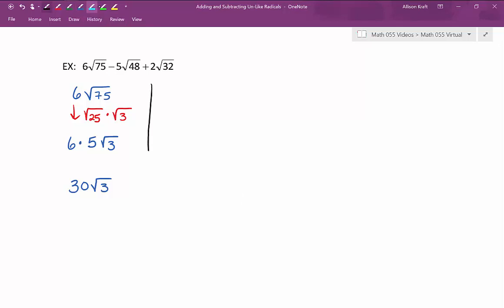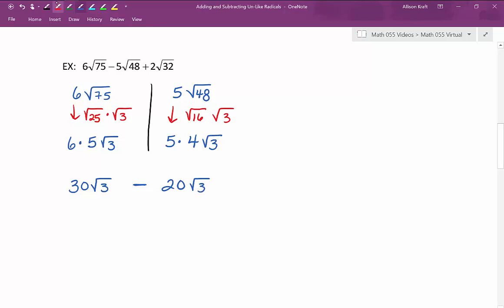Now we want to simplify 5 square root of 48. I'm going to go ahead and write my minus down here at the bottom so I don't forget about it. Remember, I'll be bringing my 5 straight down. Simplifying the square root of 48, we want the largest perfect square that's a factor of 48. Well, that would be 16, goes in 3 times. So we have our 5 out in front times square root of 16 is 4, square root of 3. This simplifies to 20 square root of 3.